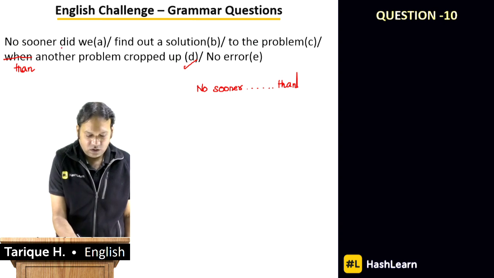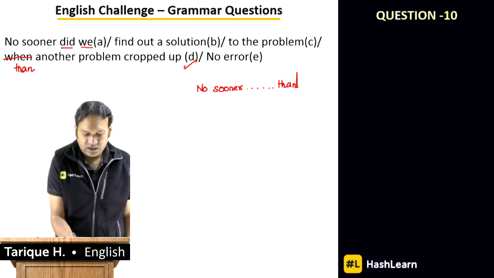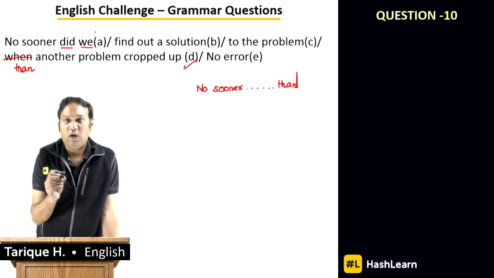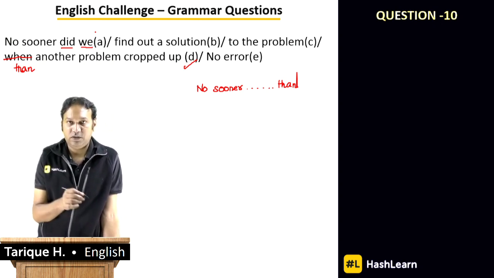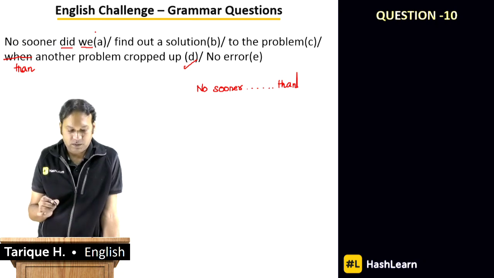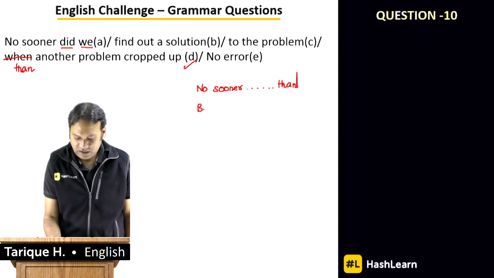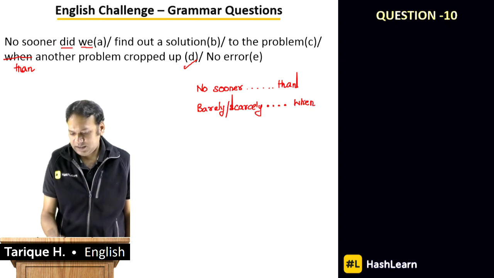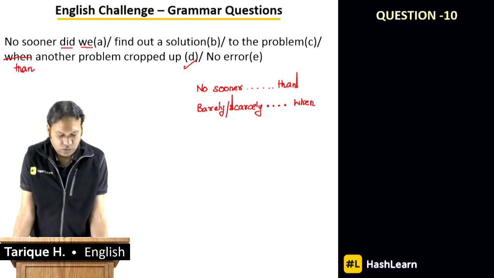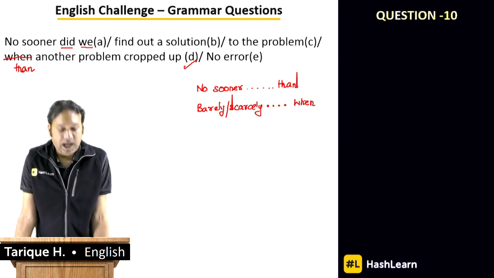Also focus on this: the auxiliary verb is placed before the subject, which is correct in part A. The auxiliary verb will always come before the subject in this kind of structure. No sooner did we find out a solution to the problem than another problem cropped up. So with no sooner we use than, whereas if we have barely or scarcely, we use when. So when is used along with barely and scarcely, not with no sooner. No sooner did we find out a solution to the problem than another problem cropped up.